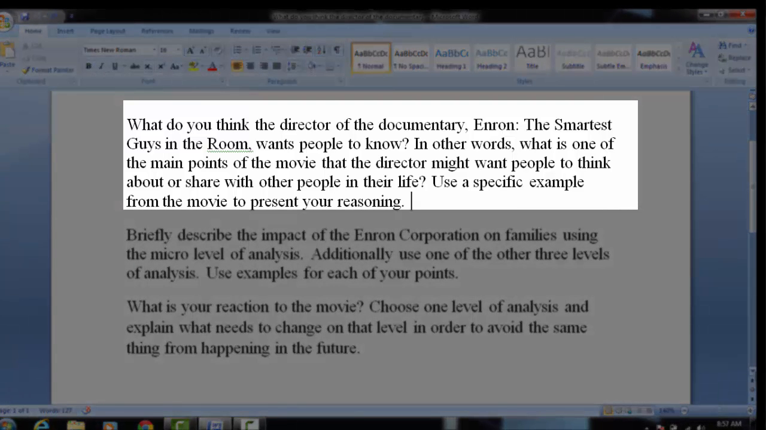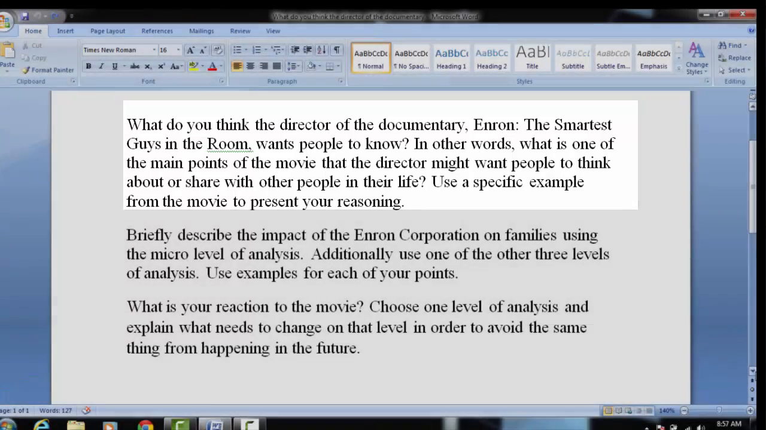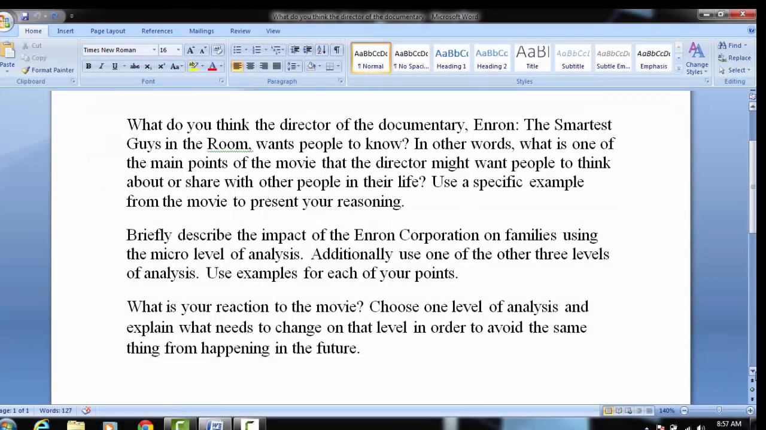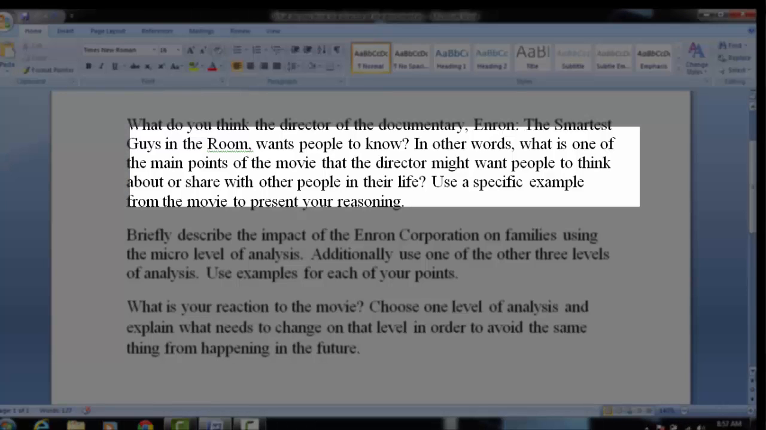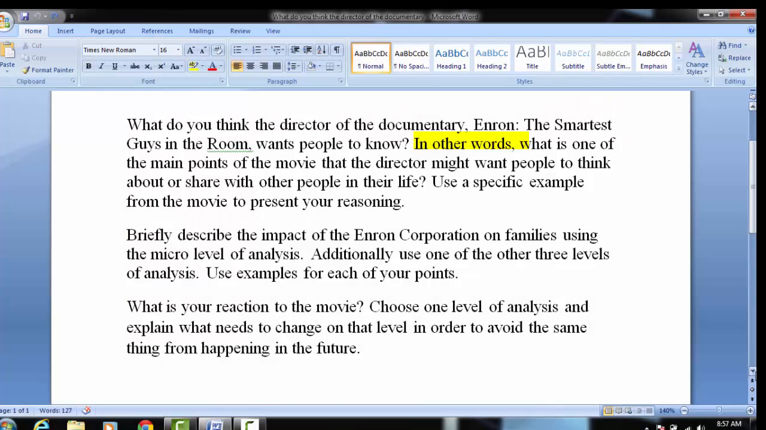What do you think the director of the documentary, Enron, the smartest guys in the room, wants people to know? Well, that first question is pretty basic. Let's go on. The second sentence begins with in other words. We know then that this sentence is going to clarify the first. In other words, what is one of the main points of the movie that the director might want people to think about or share with other people in their life? Use a specific example from the movie to present your reasoning. Now we know that we need to pull one specific example out of the film to support our claim.